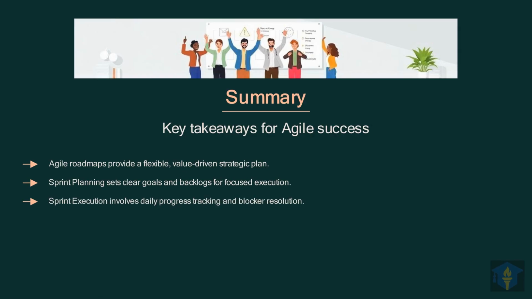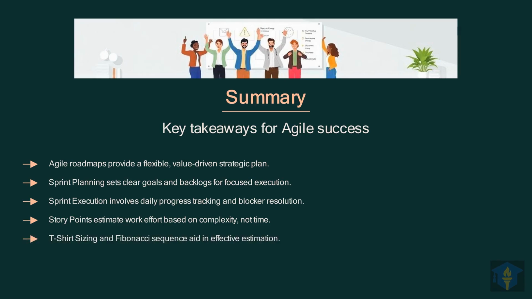During sprint execution, daily progress tracking and promptly resolving any blockers are key to staying on track. Story points are vital for estimating work effort based on complexity and uncertainty, rather than just time. Techniques like T-shirt sizing and the Fibonacci sequence are excellent tools for effective and consistent estimation. Finally, proactively managing dependencies is essential to prevent bottlenecks and ensure smooth project flow.